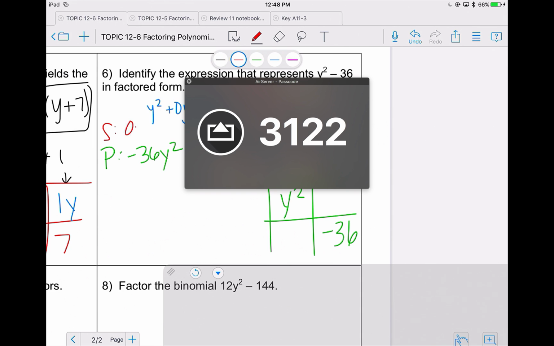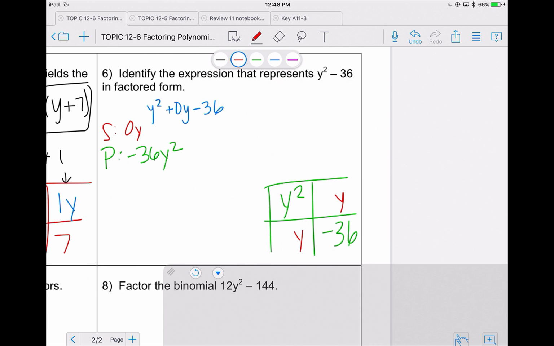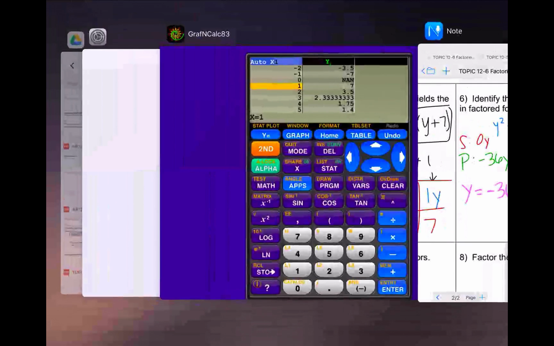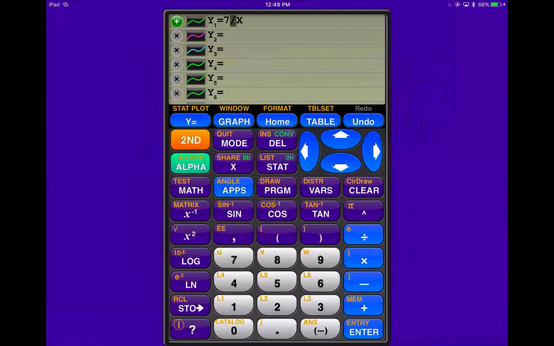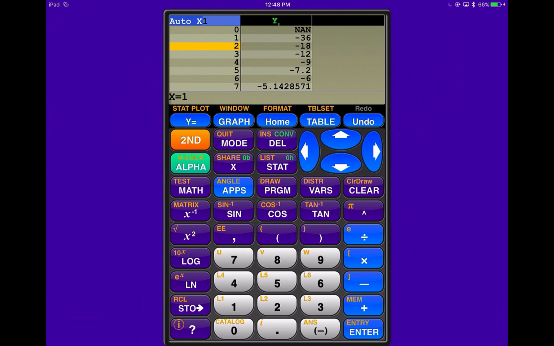And then we have our sum, which is 0y. So we have a y, and they canceled out to give us 0. So in y equals, I'm putting negative 36 divided by x, and I'm looking for two terms that I could add together to get 0. So negative 36 divided by x.